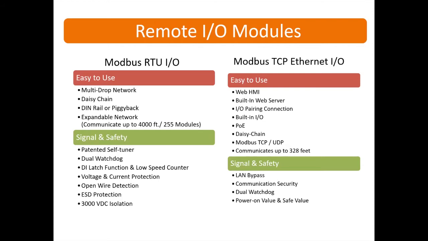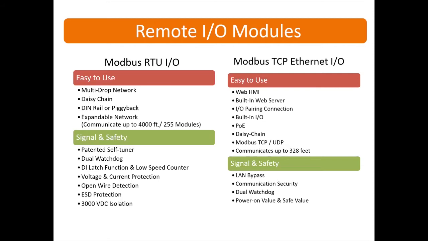Modbus TCP communicates over Ethernet cabling and supports distances up to 328 feet, which can be extended with an Ethernet switch like our NS205. Our Ethernet data acquisition modules support I/O pairing, so the input on one can be configured to trigger the output on another. The setup of that is through the web HMI interface.